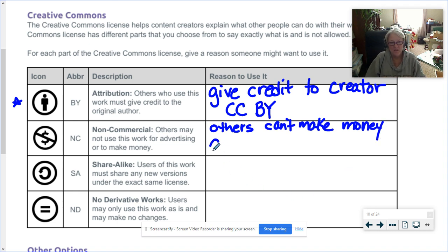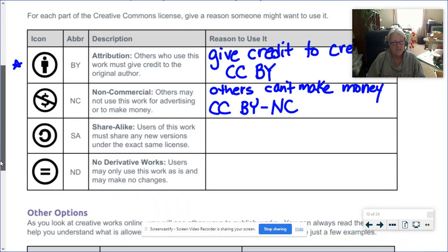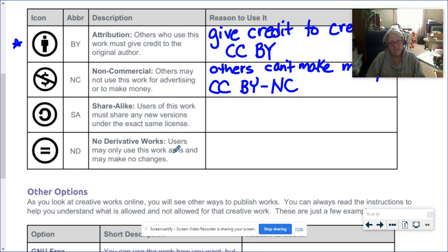Here's how this would look. CC, it always has Creative Commons. It will always say give credit to the original creator. That's the BY attribution. And then you would add in NC. So that means you have to give credit to the creator and can't make money from it. Next one.